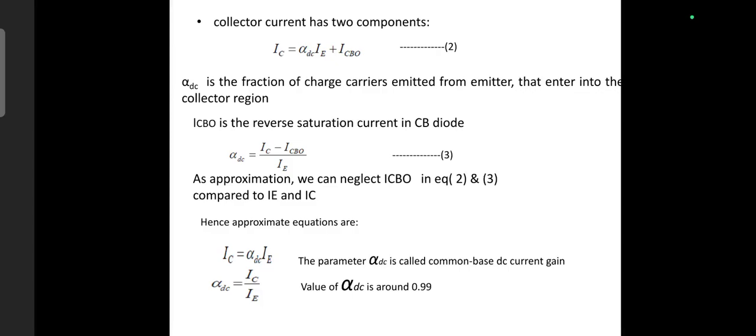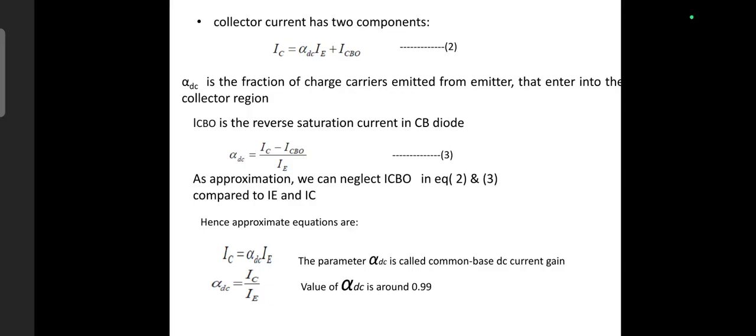So now let's discuss the current gain and the alpha beta relationship. The common base current gain is represented by the symbol alpha and is defined as the ratio of collector to emitter current. This value is around 0.98 to 0.99. The common emitter current gain is represented by beta, whereas common base is what we previously discussed as alpha. It is defined as the ratio of collector current to base current, whereas in the case of common base, the denominator is emitter current.